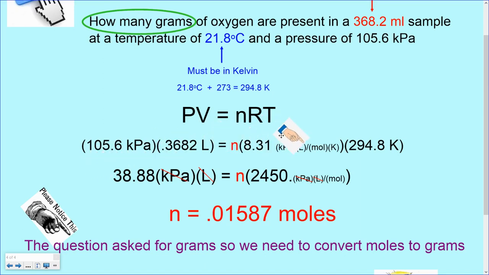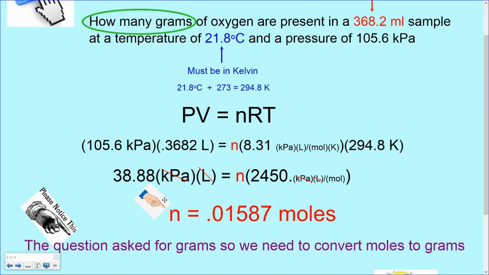When we multiplied these two values over here, you can see that the units are going to cancel. To solve now, I'm simply going to isolate N by dividing both sides by 2450. When I do so, kilopascals and liters cancel out and I'm left with moles. So the answer is 0.01587 moles. That 0 is not significant.